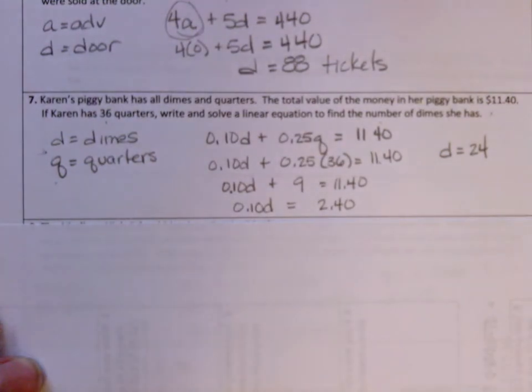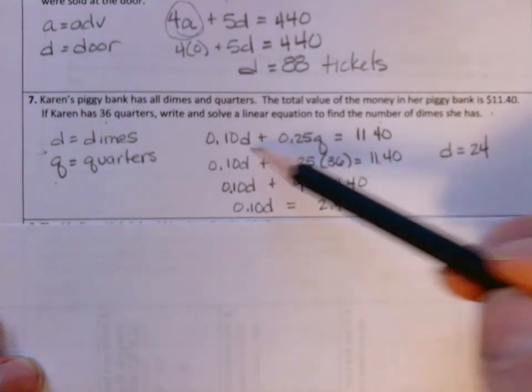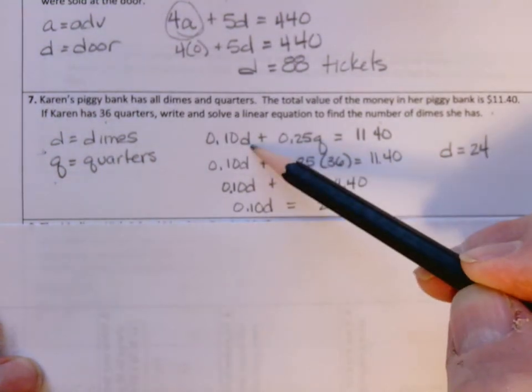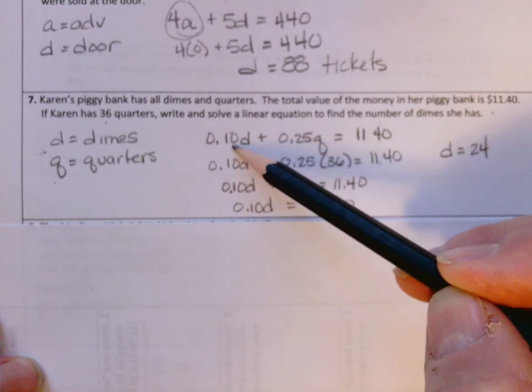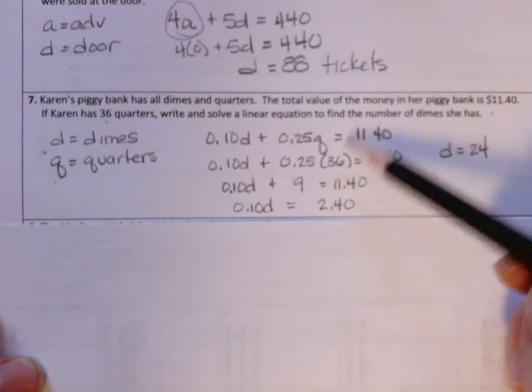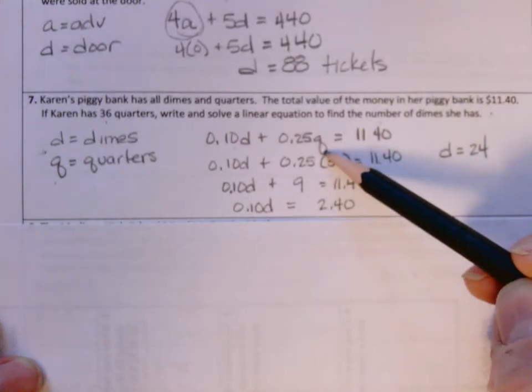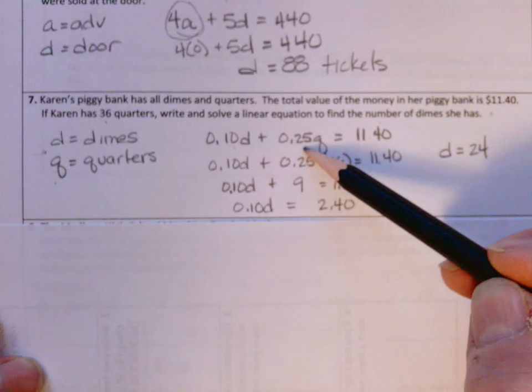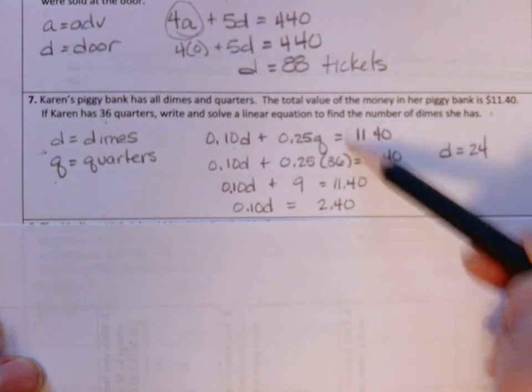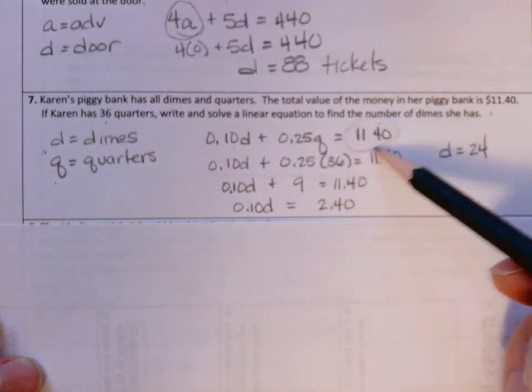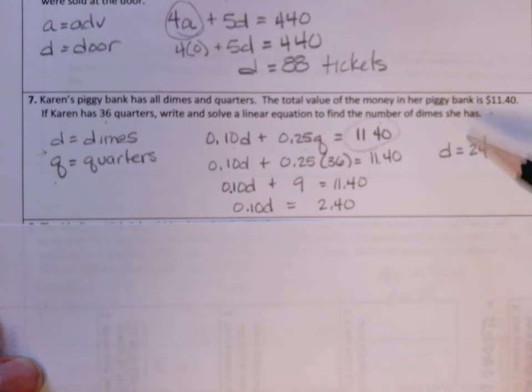And then in order to find the value of her dimes, I'm going to multiply the number of dimes she has times the amount that they're worth. They're worth 10 cents. And I'm going to do the same thing with the quarters. I'm going to multiply the number of quarters she has by 25 cents, and that should give me the whole amount of money that she has. So there's my equation in AX plus BY equals C form.